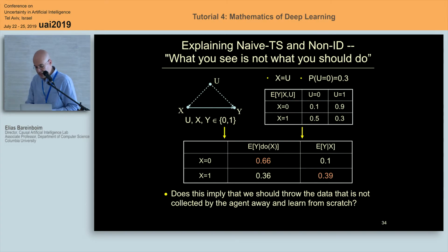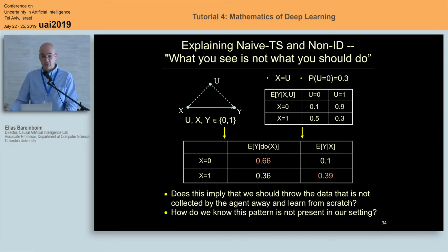Now the question that I ask, implicitly here, or maybe in a cumbersome way, is: does this imply that we should throw away the data that is not collected by the agent and start learning from scratch? That's an obvious question here. The answer is hopefully not, because this goes against any intuition that we have about learning.